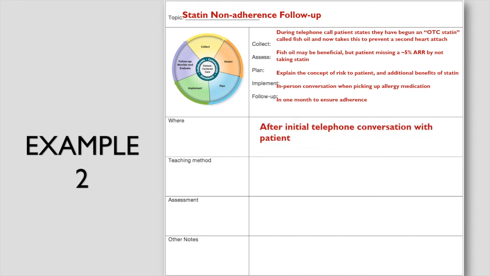This also takes place after the initial telephone conversation with the patient in the normal workflow of a community pharmacy. To teach this method, the pharmacist could give homework to the student, have them research the benefits of statin therapy versus OTC fish oil in terms of cardiovascular risk reduction. The student could then present this the next day.